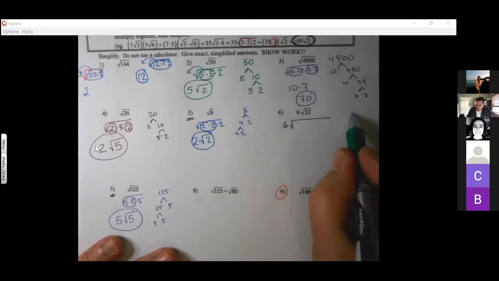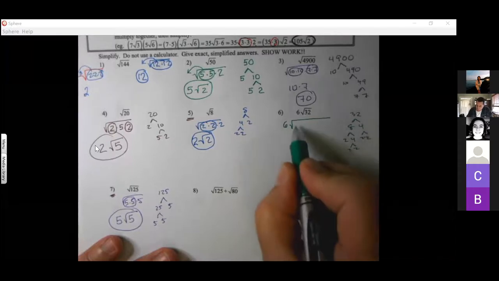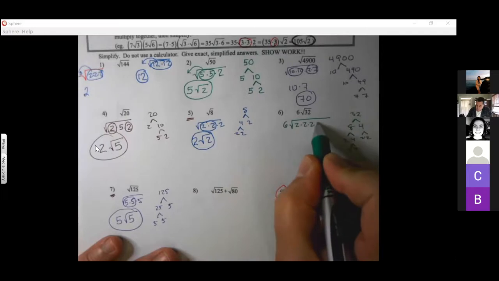I'm going to take 32 and I'm going to factor it. Maybe it's 8 times 4 and 2 times 4 and oh, I could stop now if I were so inclined because I see that I've got a matched pair, but maybe not. And I take it all the way down. So I get 2 times 2 times 2 times 2 times 2.